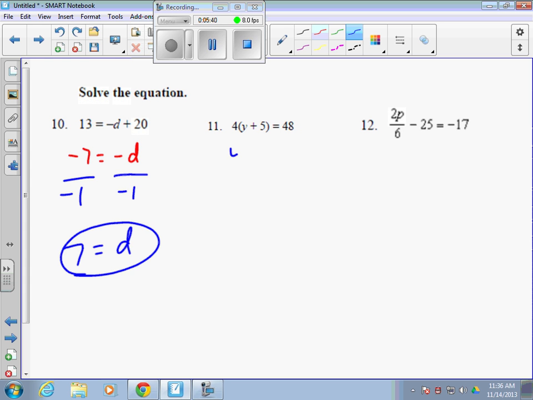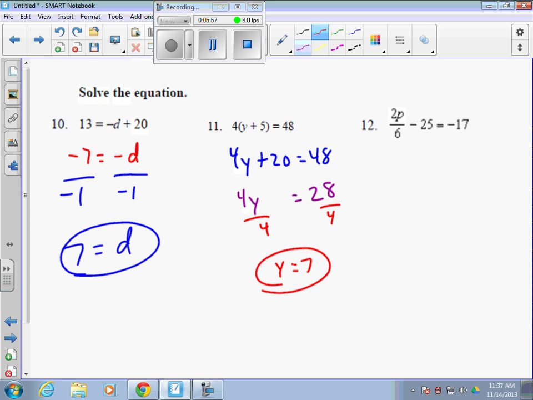Distribute 4 times y and 4 times 5. Get rid of plus 20 by subtracting it on both sides. 4y equals 28. Get rid of 4 times something by dividing on both sides. Y equals 7. Get rid of plus 25 on both sides by adding 25 on both sides. 2p over 6 equals 8. Get rid of divided by 6 by multiplying by 6 on both sides. 2p equals 48. Get rid of 2 times something by dividing by 2 on both sides.